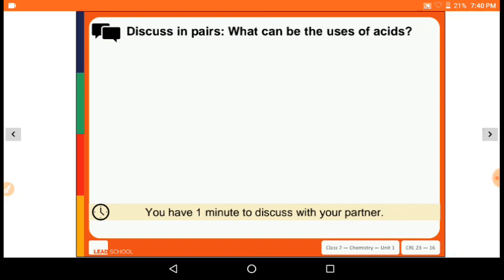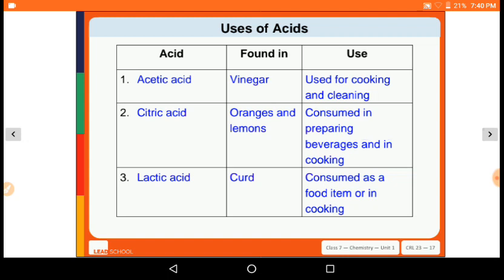Then what can be the uses of acids, उसके use क्या क्या हो सकते हैं. So the uses of acids, for example, acetic acid, citric acid और lactic acid यहाँ पे है. First, acetic acid, it is found in vinegar. Then it is used for cooking and cleaning. हम यहाँ पे उसका use करते हैं विनेगर का.